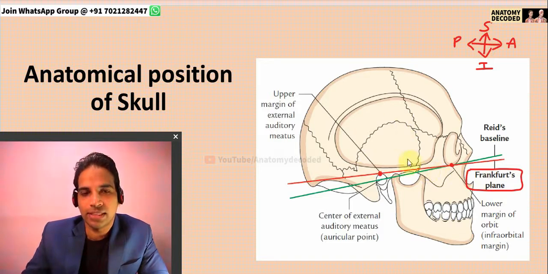And there is one more line described with respect to the anatomical position of skull, that is Reed's baseline. In this, one point is constant, that is the inferior margin of the orbit, and the other point passes through the middle of the external acoustic meatus. For Reed's baseline, the posterior point is at the center of the external acoustic meatus. Either of the two you can remember, but more preferably Frankfurt's plane is preferred for holding the skull in anatomical position.